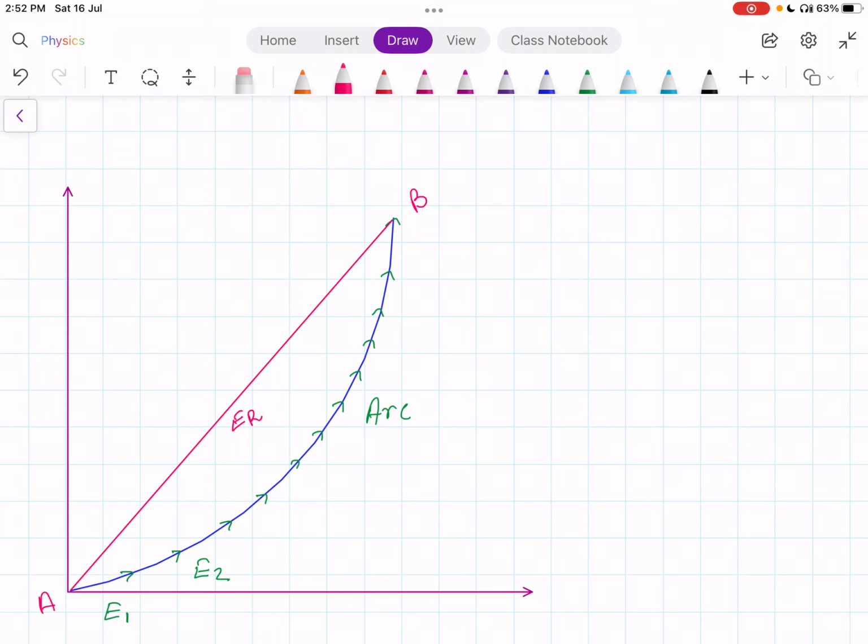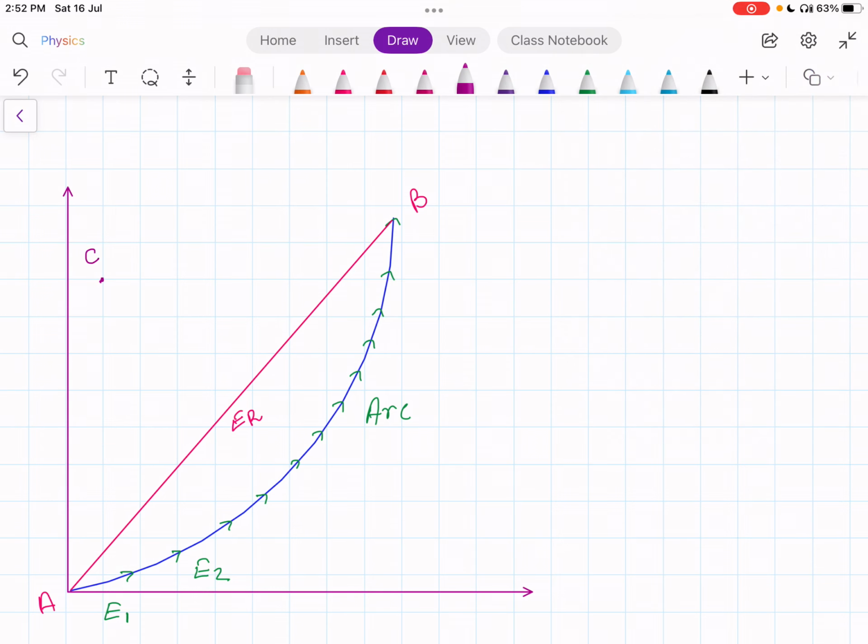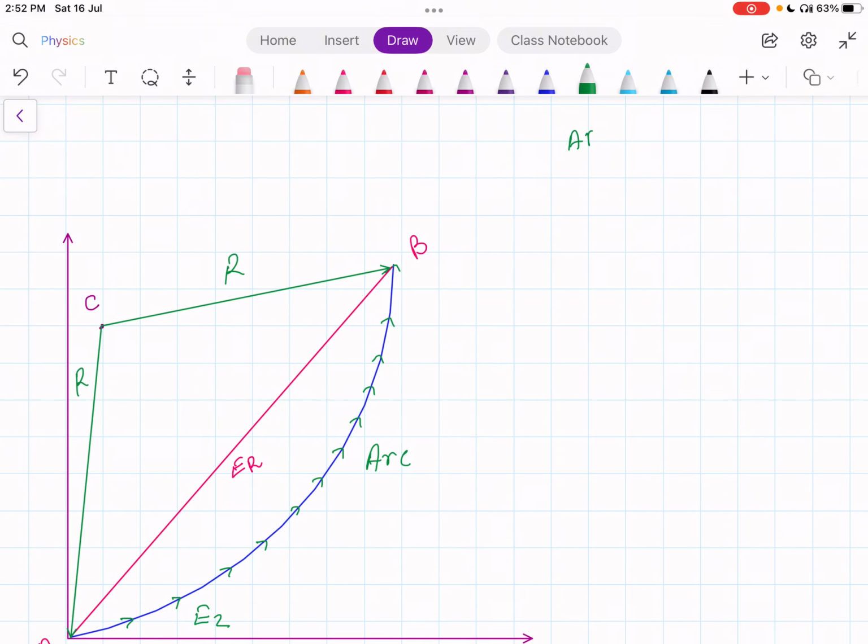This arc AB is the part of the circle whose center is at point C. Then this CB and this CA are the radius of that circle, equal to R. Let us write that AB is the chord, and CB is equal to CA, which is the radius of the circle whose part is this arc.